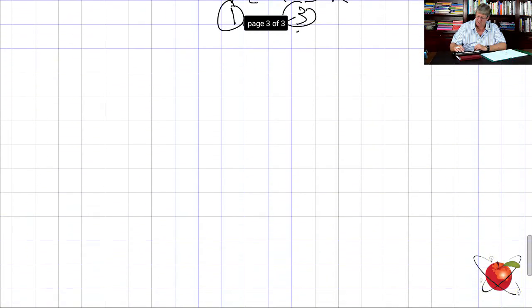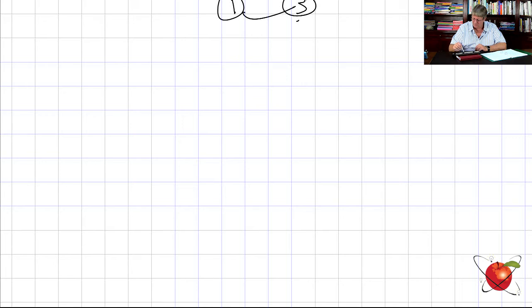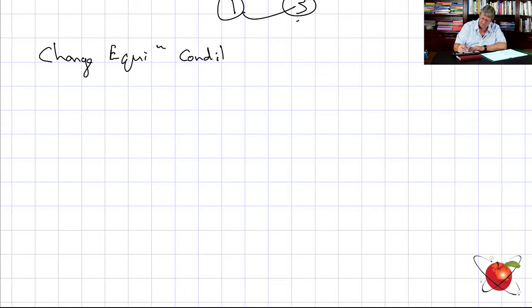Our task, thus, is now to say we are at equilibrium and we understand that condition, that we are there. Now we're going to start changing equilibrium conditions. So now let us change the equilibrium conditions.